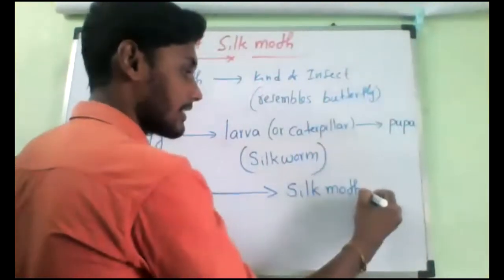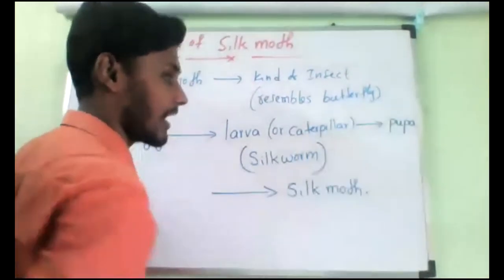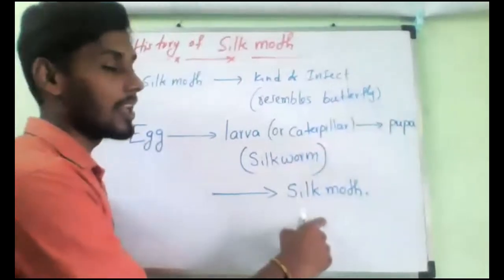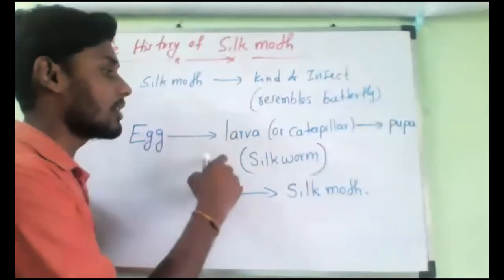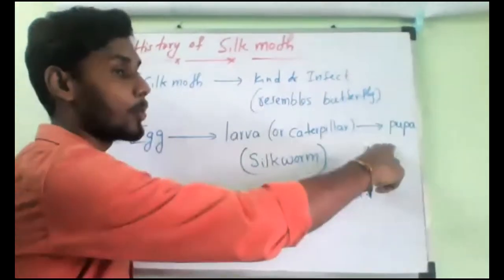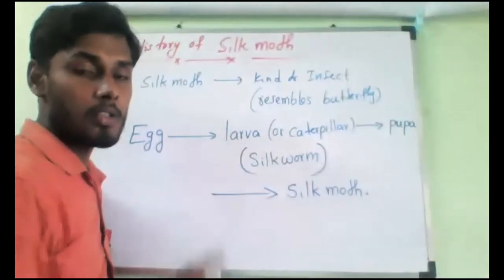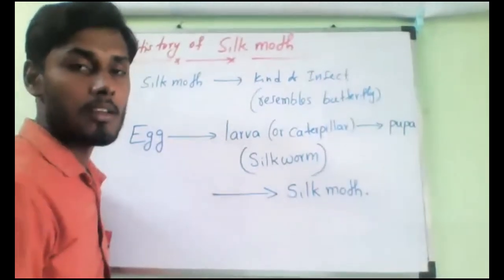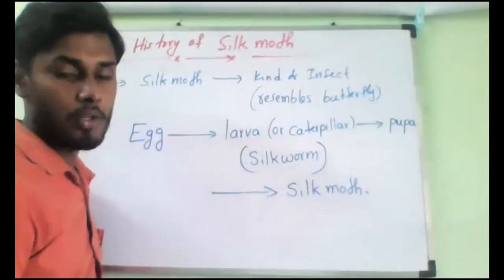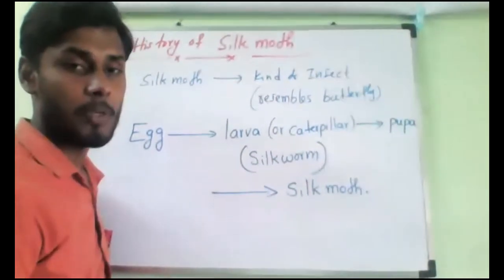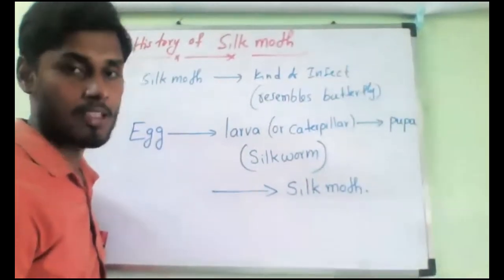Silk moth. Now again the silk moth will lay the eggs, so the eggs will convert into larva. Larva will become pupa. Pupa will become the silk moth. Sir, can you please show the picture of pupa? Later I will show you the picture. First, you understand this.